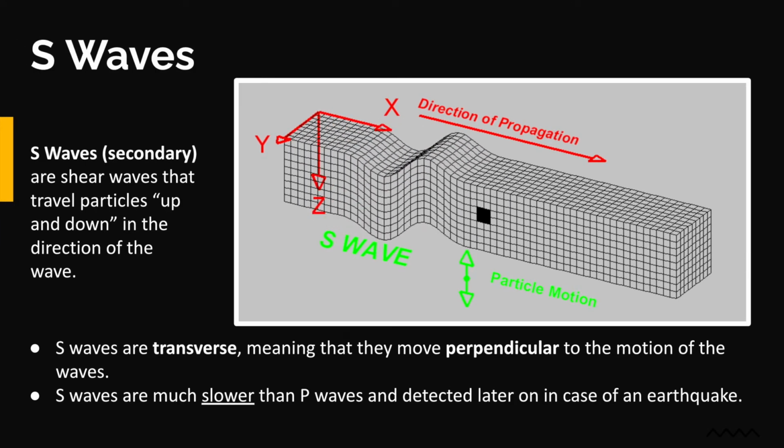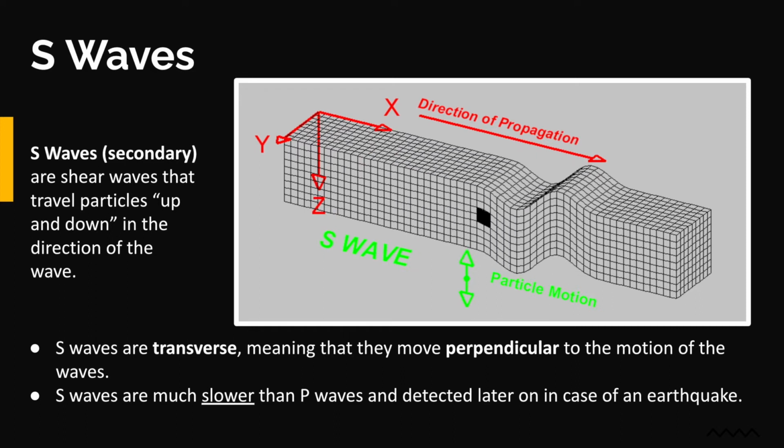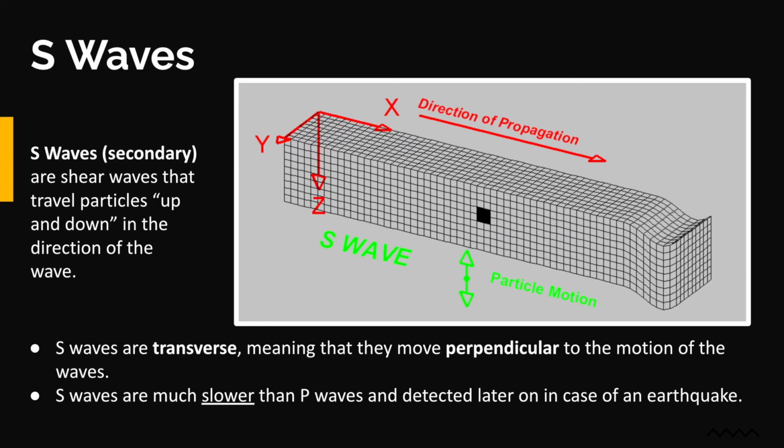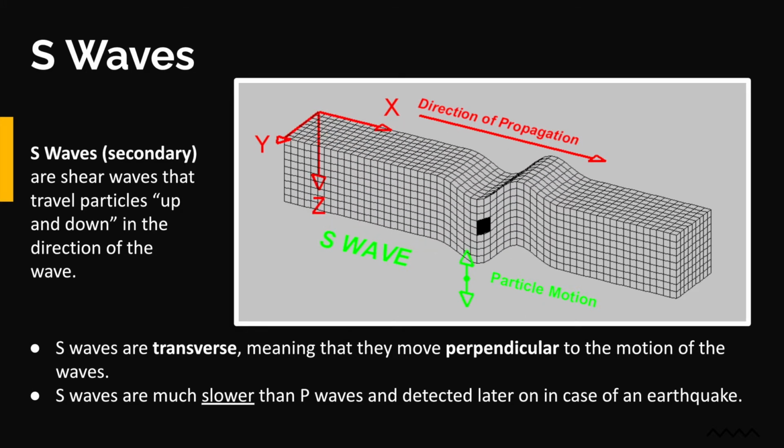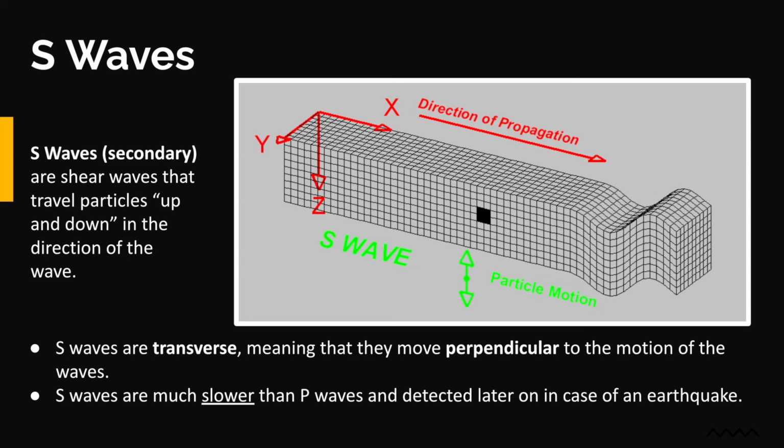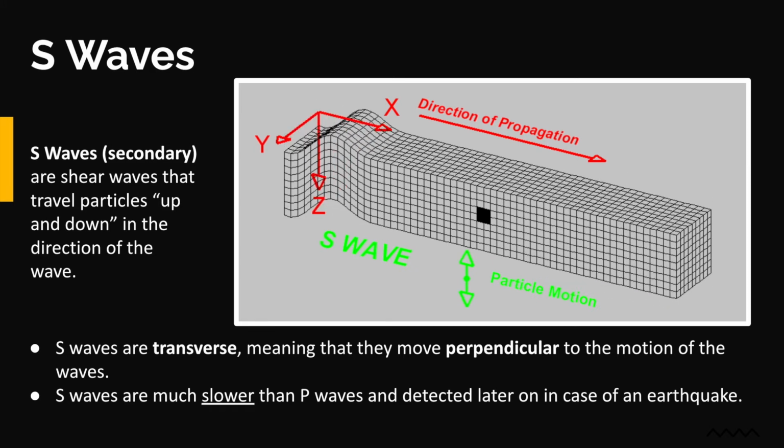Another example is secondary waves. These are shear waves that move up and down in the direction of the wave. In the animation, you will see that they are transverse as they move perpendicular to the motion of the wave. S waves are much slower than P waves and usually detected later.